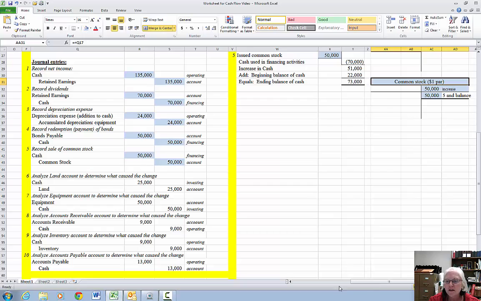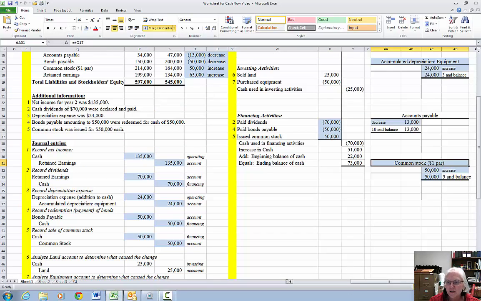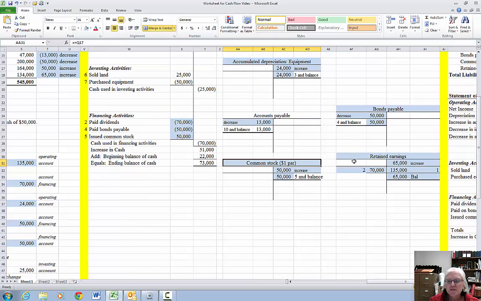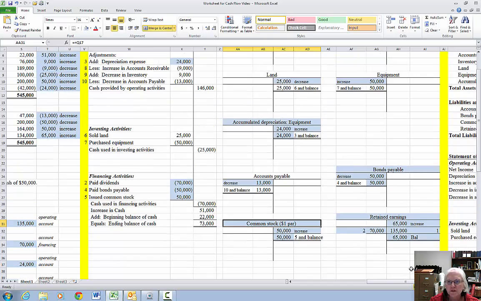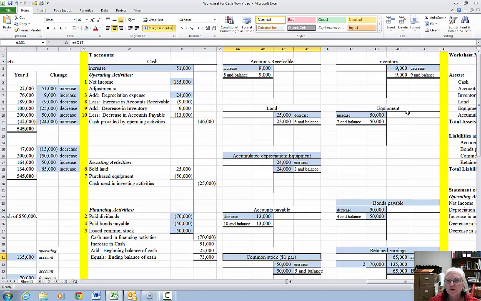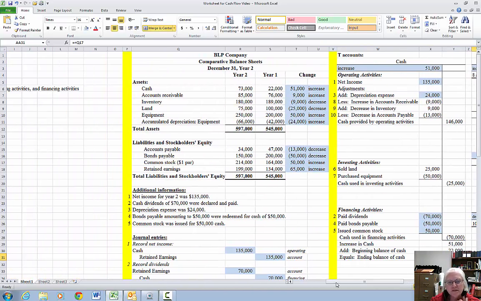Okay, so let's look up and see at our accounts how we're doing here. We've got common stock and retained earnings taken care of. We have bonds payable done. We have accumulated depreciation. But you know what? We don't have land or equipment. So land is there first. It decreased. So why do you think land decreased?